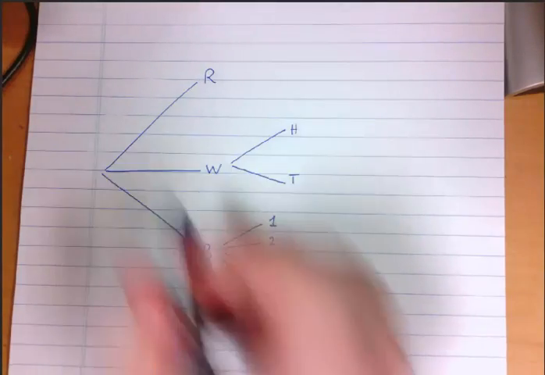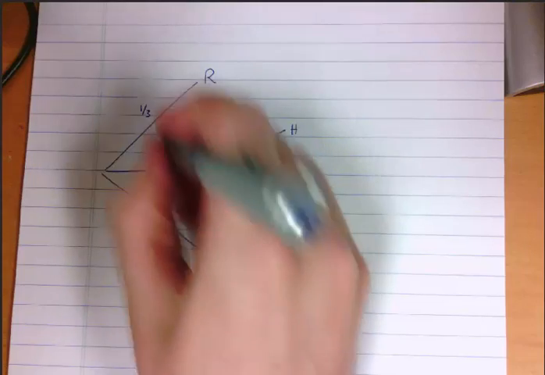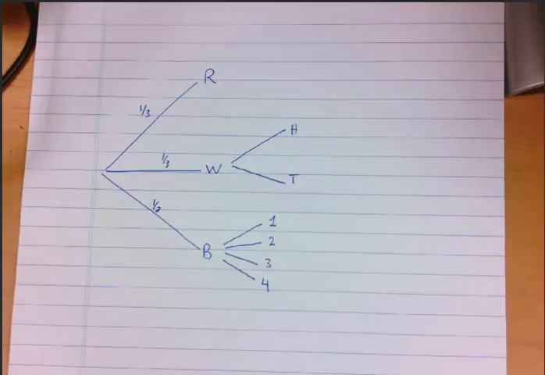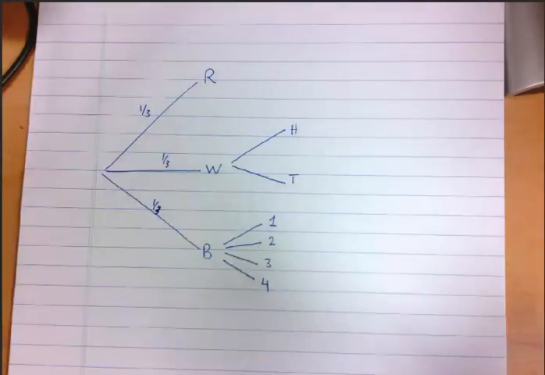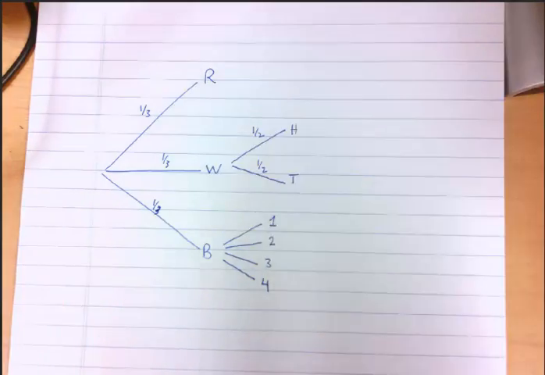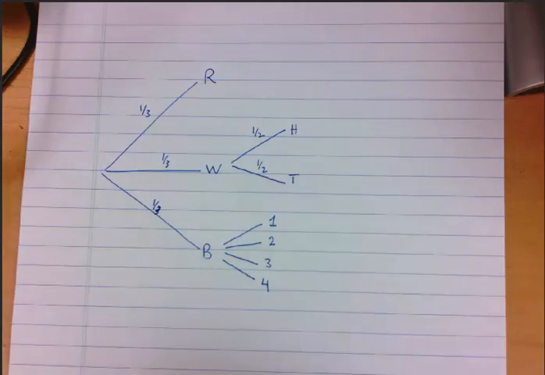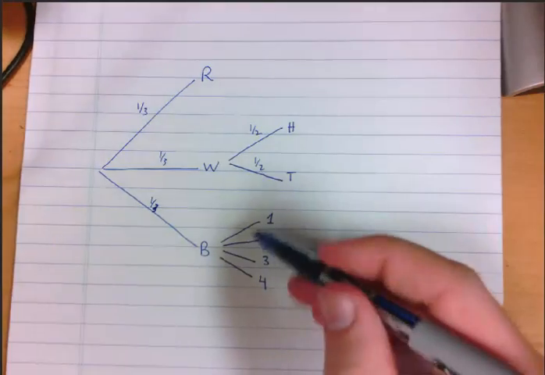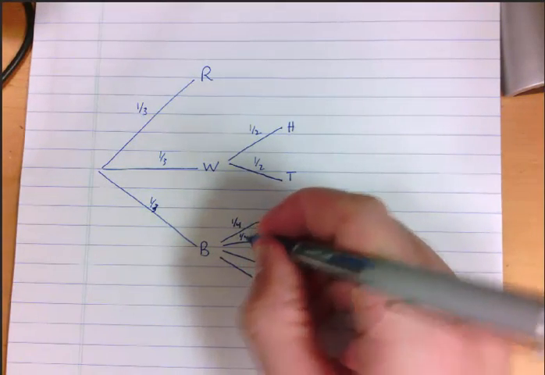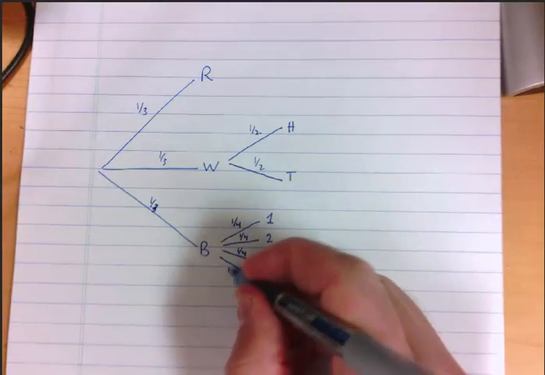Since there were 3 balls that were equally likely, I'm going to put 1/3 on each of these branches. Then, heads and tails. It's a fair coin, so it's 1/2 for each of those branches. And then, a four-sided die will be 1/4. What would be the probability of each of those outcomes?